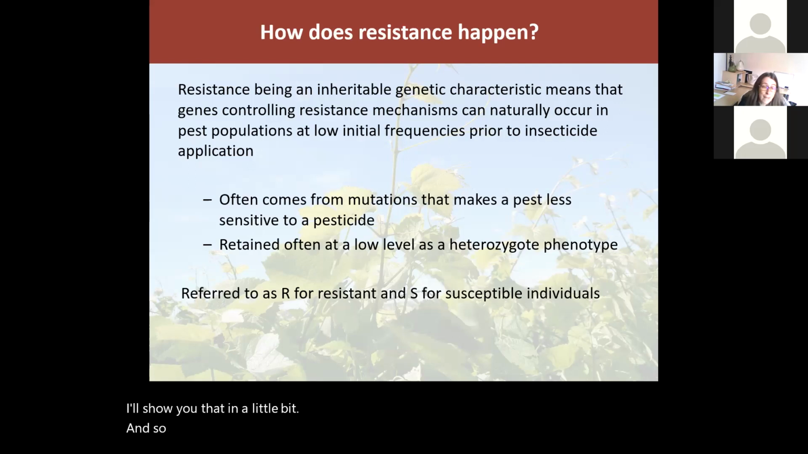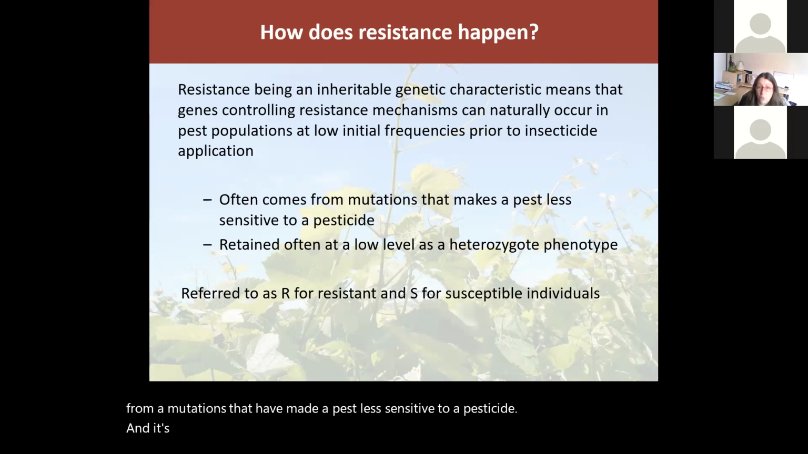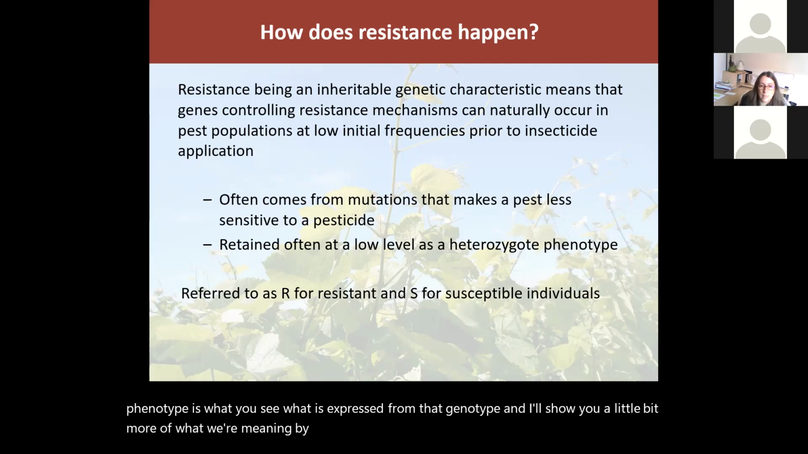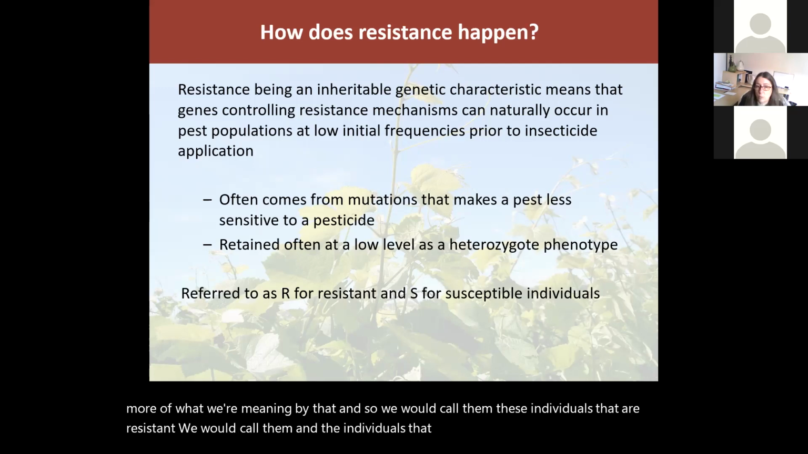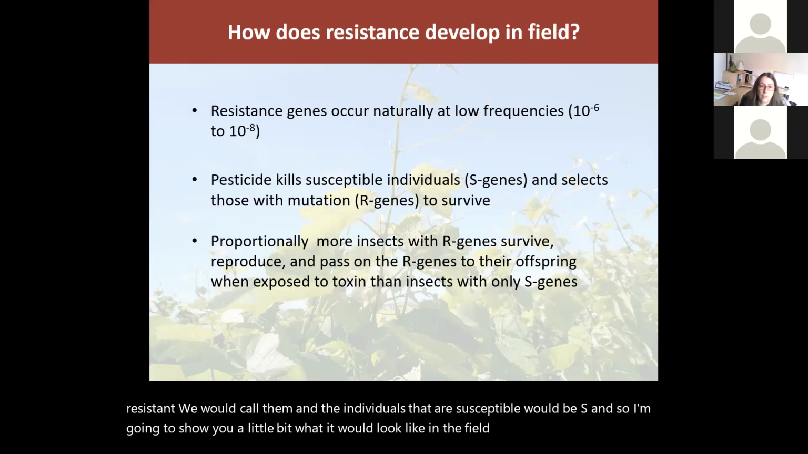What happens is that the genetic basis that's already there often comes from mutations that have made a pest less sensitive to a pesticide. And it's often retained at a very low level as what we would call a heterozygote phenotype. A phenotype is what you see, what is expressed from that genotype. I'll show you a little bit more of what we mean by that. We would call the individuals that are resistant R, and the individuals that are susceptible S. And I'm going to show you a little bit what it would look like in the field if you have those populations.